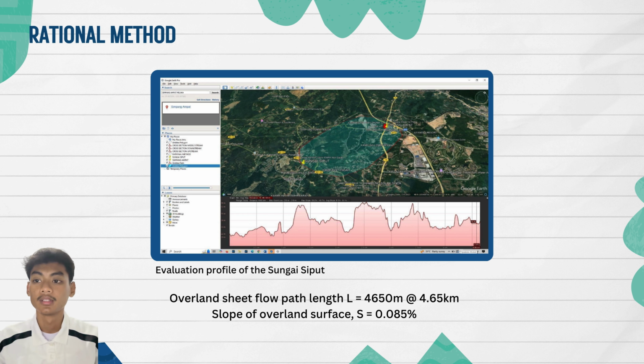I will explain about the rational method. So, this is the map and elevation profile of the Sungai Siput. The value of L, which is the overland sheet flow path length, is 4,650 meter, which is 4.65 kilometer. And S, which is the slope of the overland surface, is 0.085%.